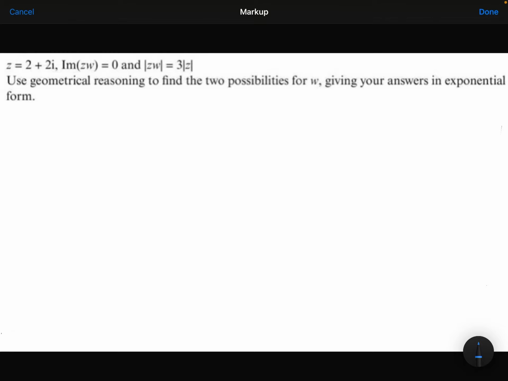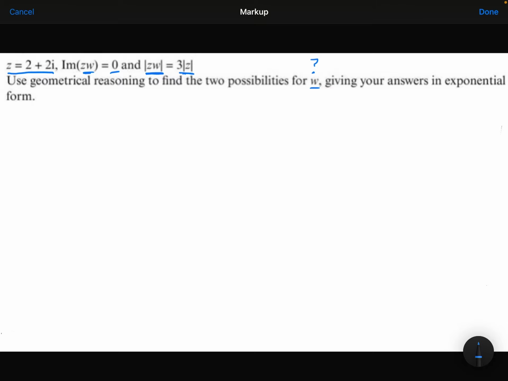So I know about z. I don't know about w, that's what I need to find out. But I am given some information about the product zw. I'm told that the imaginary part of the product is 0, and I'm told that when I multiply the two moduli together, I'm going to get 3 times the modulus of z.